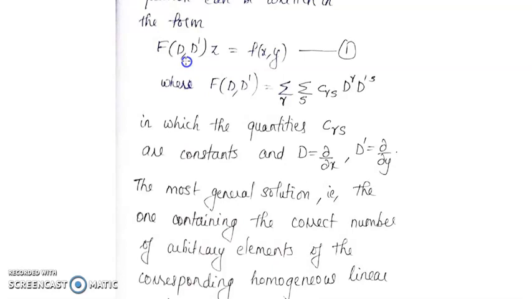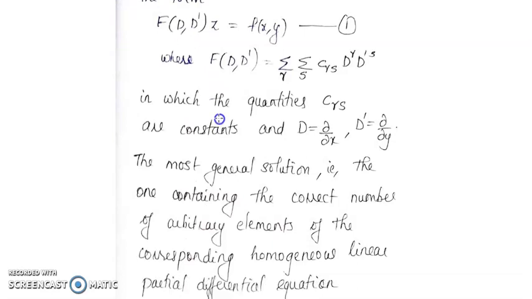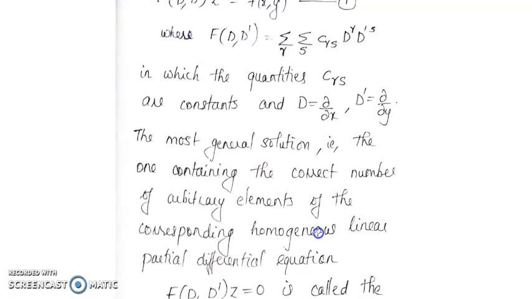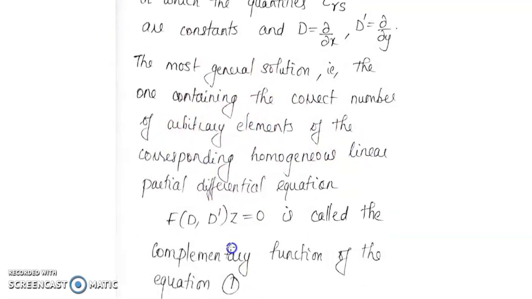The solution containing the arbitrary terms is what we call the complementary function. So the most general solution will have a complementary function which is containing the arbitrary element. So f of d dash z equal to 0.